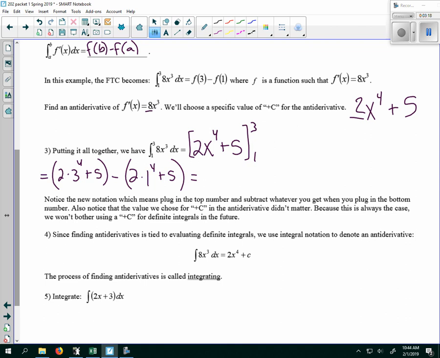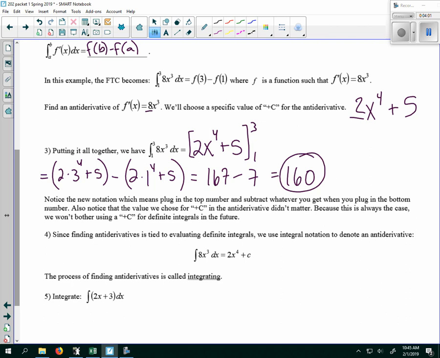So 3 to the 4th, what's that? 81. 81 times 2 is 162, plus 5 is 167. And then 1 to the 4th is 1, so 2 plus 5 is 7. And I get 160. So this new notation means plug in the top number and subtract whatever you get when you plug in the bottom number. This vertical line with a 1 and a 3.